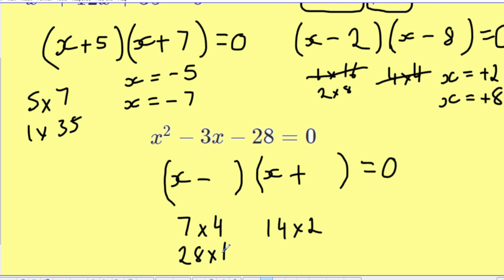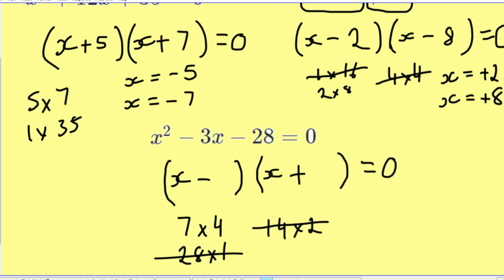So minus 7 plus 4 gives us minus 3. Yep, that works. Now if I put minus 14 in there, plus 2, now it's going to be minus 12. So, nope, that's not what we're looking for.